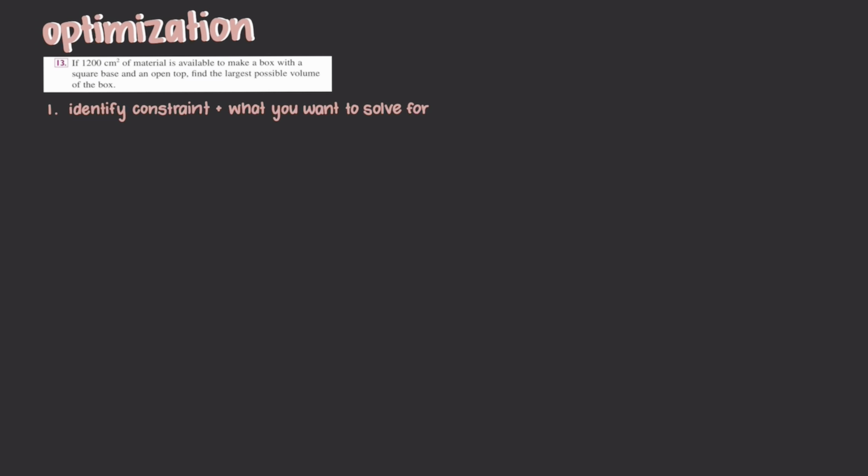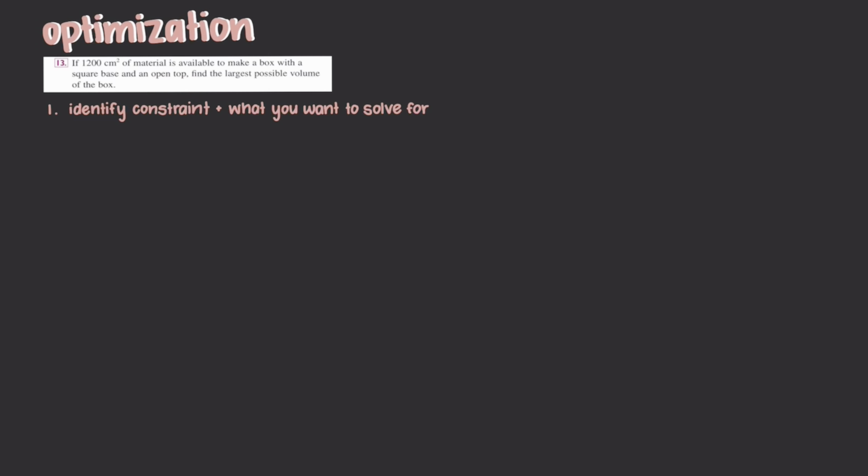So the constraint, what are we talking about? The constraint is going to be whatever they give you. There's going to be a number that they give you. It's either going to be a function or a number. Wherever you see the number, that's the constraint. So in this case, the constraint is 1,200 centimeters of material is available to make a box with a square base and an open top.